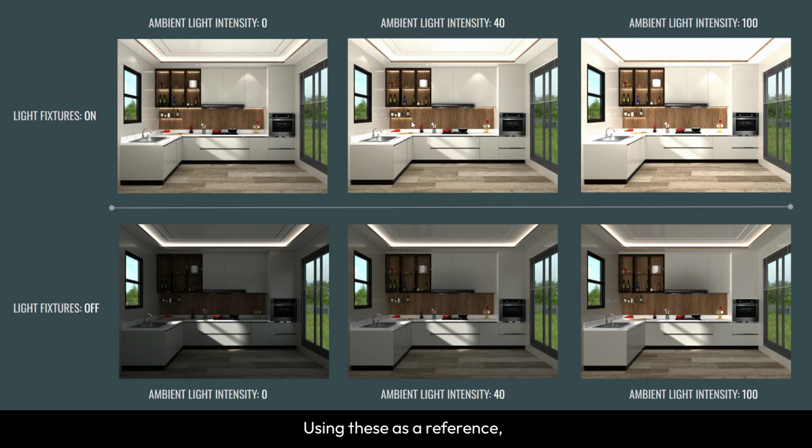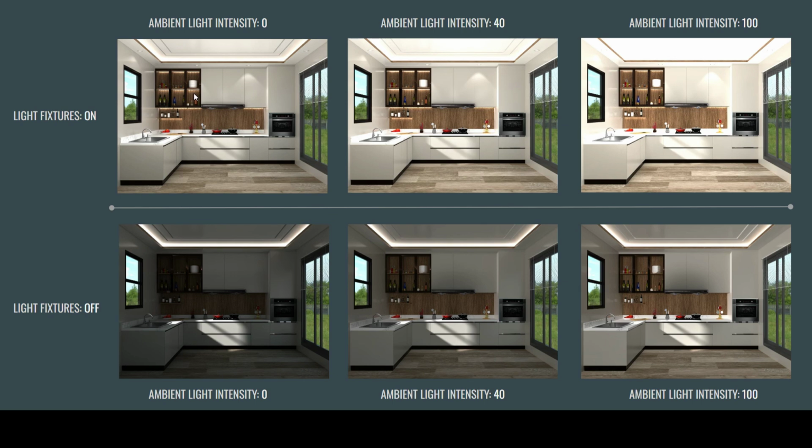Using these as a reference, you can see which combination of light fixtures and ambient light intensity to keep. In this particular case, since I had already set all the ceiling lights at a proper intensity and number, the ambient light intensity at zero, in other words, no ambient light would be required, and all the light fixtures exactly how they were would be sufficient for this room.